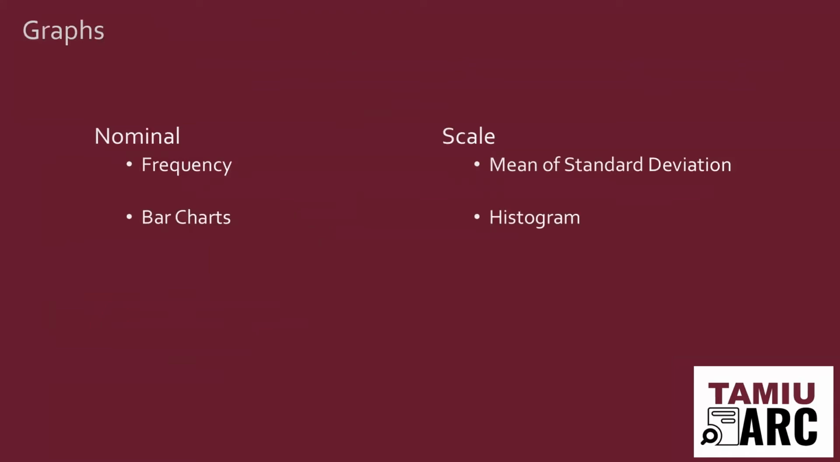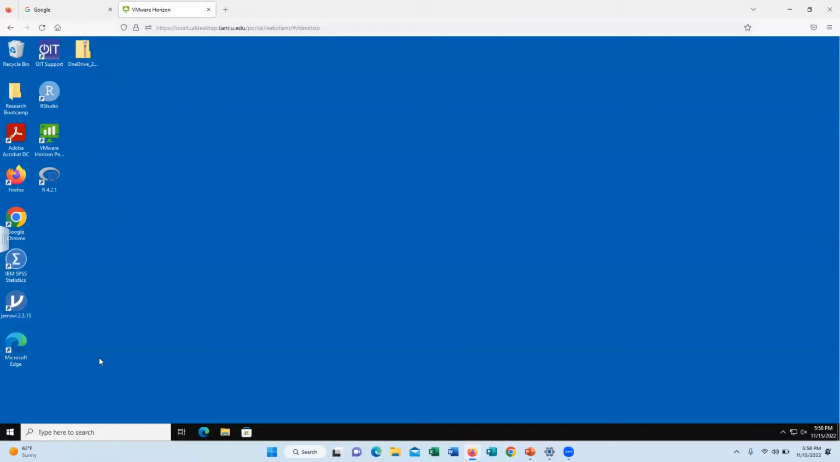And for graphs, when you have a nominal variable, which is our frequency, we want to end up having frequency in bar charts. Whereas if we have a scale variable, which is more for the mean and standard deviation, we want to end up having a histogram.